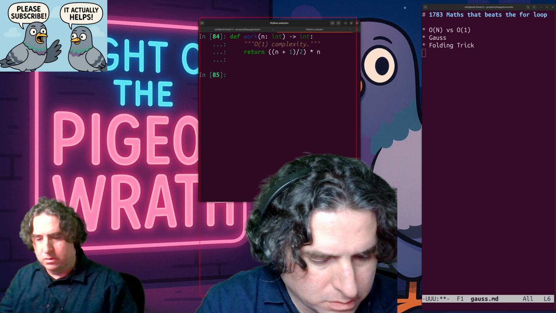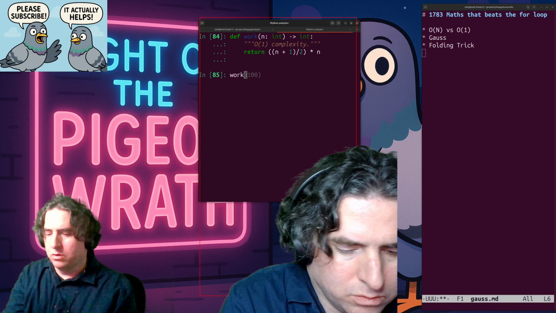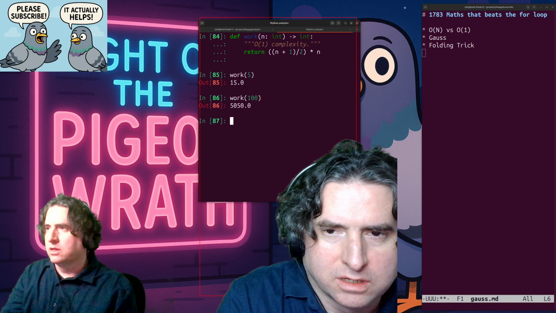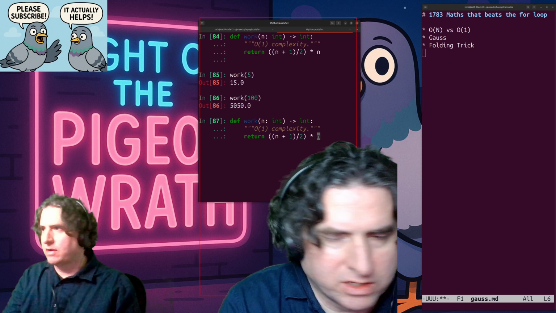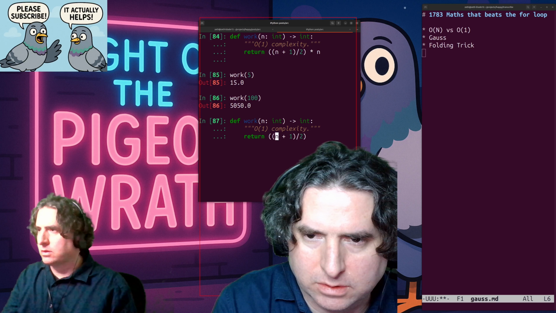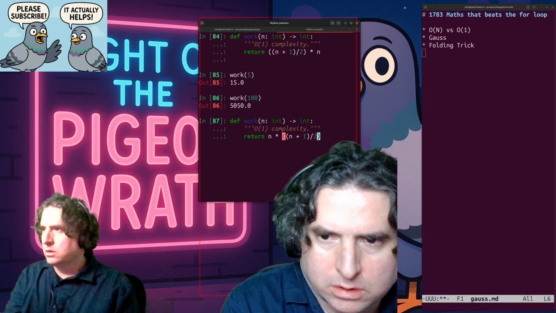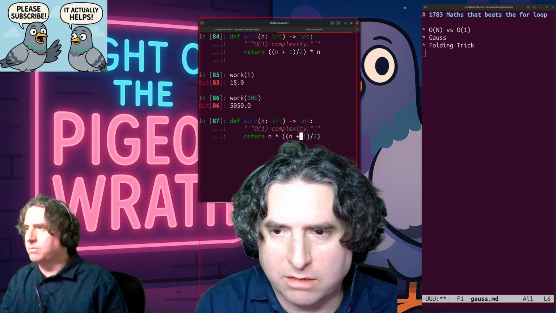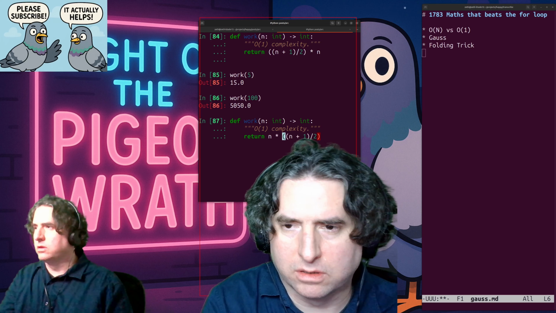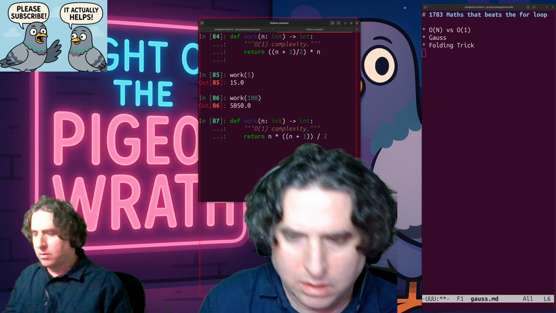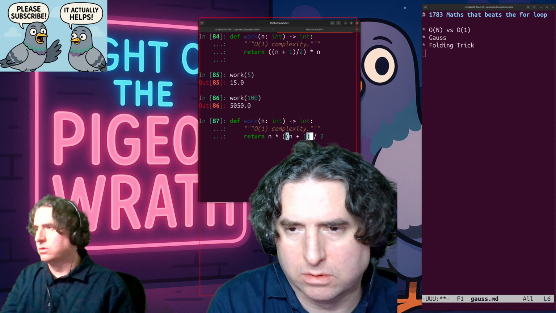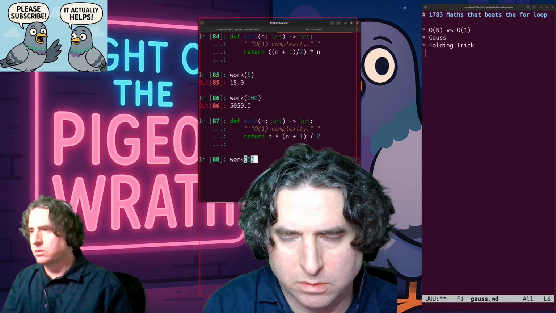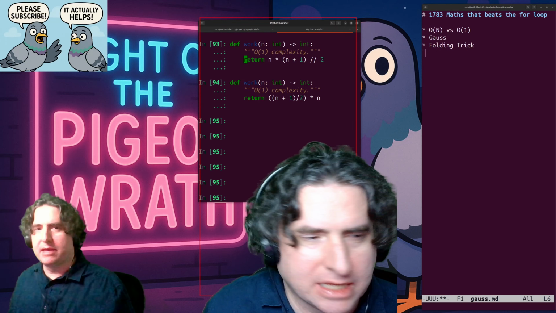So work 5 is 15, work 100 is 5050. But we rearrange our algorithm to put the n on the left. That's the same, you see. And because we times these two things together, we can put the divide anywhere. So we put it at the end, and we don't quite need so many brackets. So this is back to the canonical form. These two are the same, just rearranged.